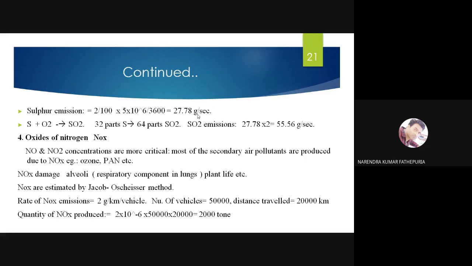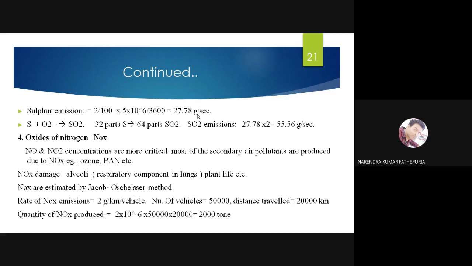Then NOx. NOx measurement is also necessary. NOx sampler and SOx samplers are there. We do have in our laboratory also volume samplers and analyzers, like NO2 analyzer and SOx analyzer. So NOx damage respiratory component in lungs, plant lives, etc. NOx are estimated by the Jacob Ostrander method.